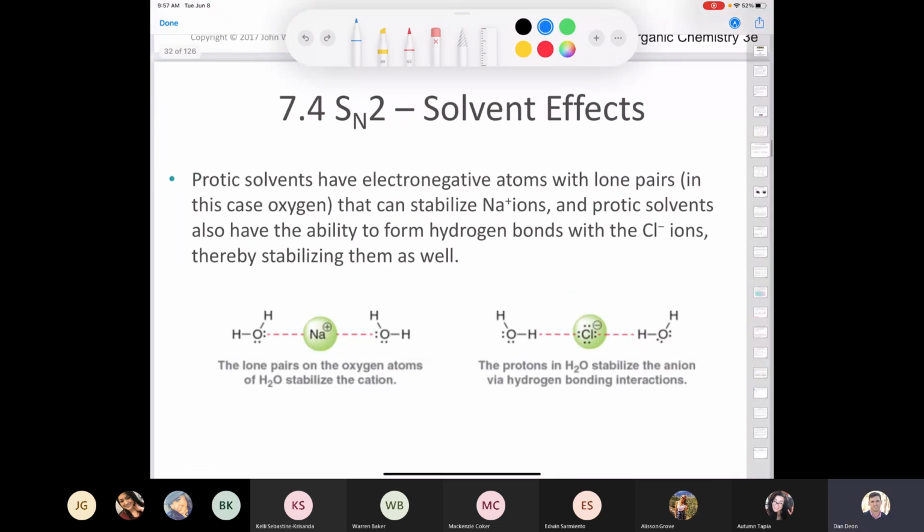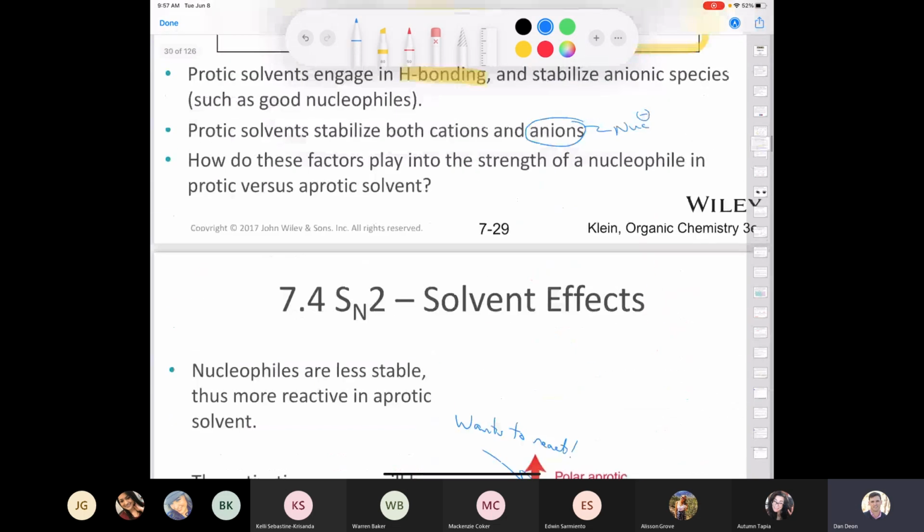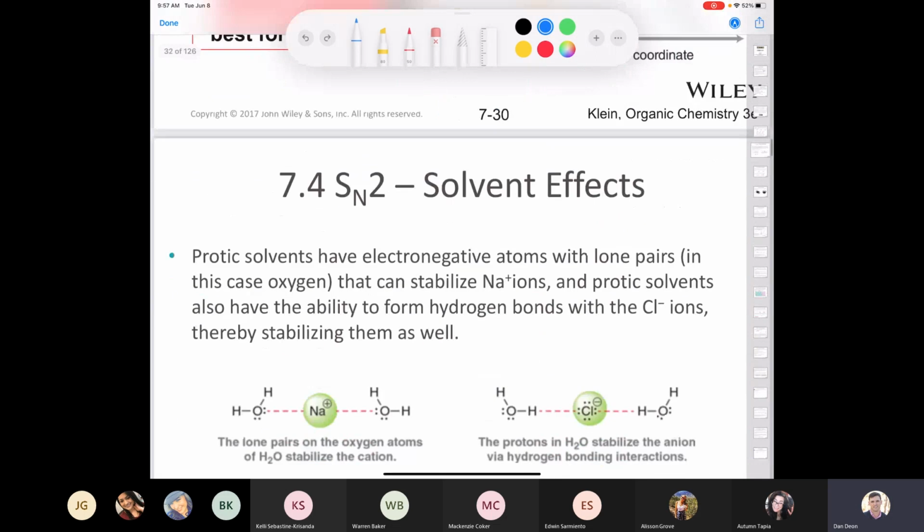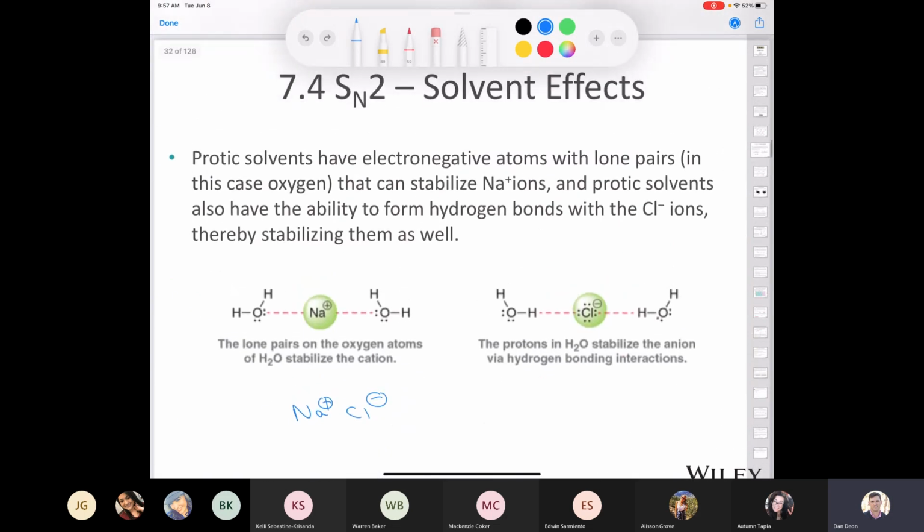Here's the problem with a polar protic solvent, like water, for example. Let's say you have NaCl. It consists of a sodium cation and a chloride anion. If you go back in this table, way back here, we saw that a chloride is a dandy nucleophile. Chloride makes a great nucleophile. So what's the problem then? The problem is that if you put sodium chloride in water, the chloride is rendered unreactive.